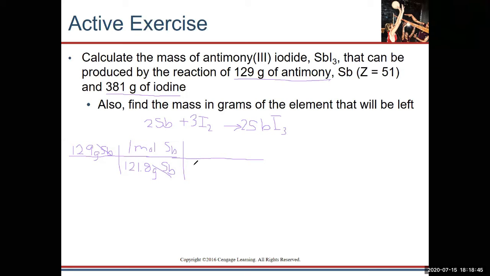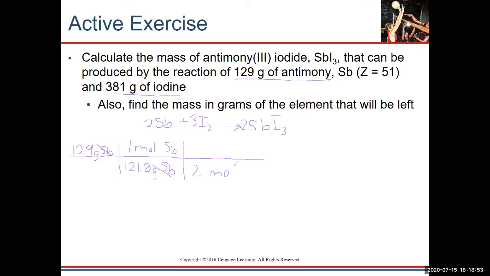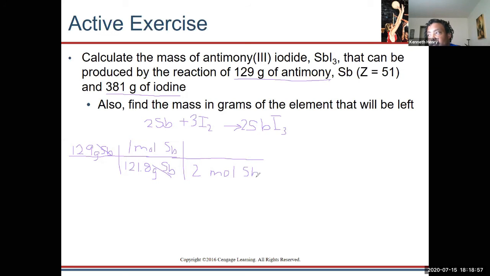2 and 2? So SB I'm going to put at the bottom, right? Or am I going to put it somewhere else? Bottom. Okay. Then what's on top? 3 moles of iodine. That's right. So then this gives me the number of moles of iodine that are going to be needed to react with the SB.